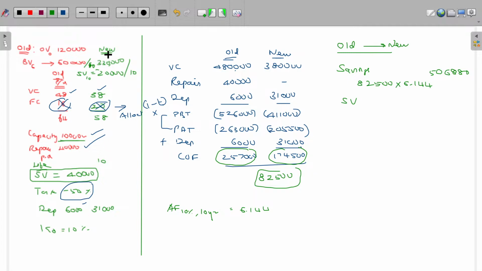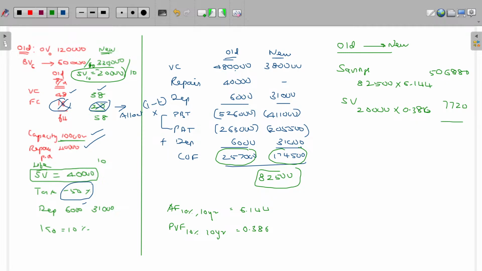Apart from that, you will get the scrap value also. If you shift from old to new, you have the scrap value of 20,000 rupees you are getting by the time of the nth period, meaning the 10th year. So for that, you have to use a PV factor at the rate of 10% for 10 years. The PV factor for 10% for the 10th year being 0.386. So if I multiply 20,000 with 0.386, that scrap value being, in terms of today's value, 7,720.